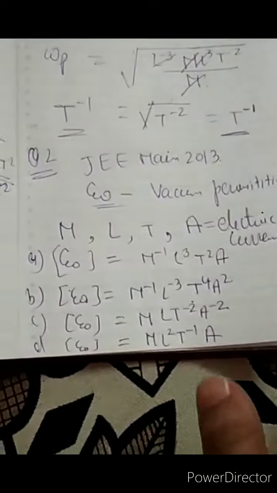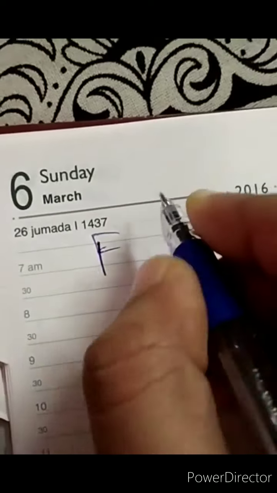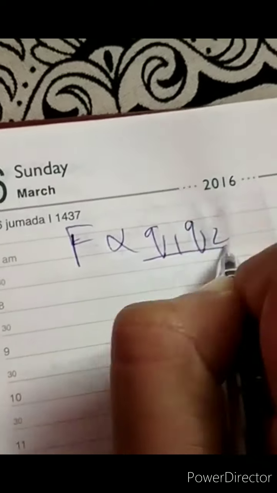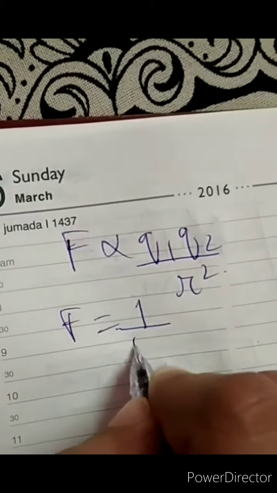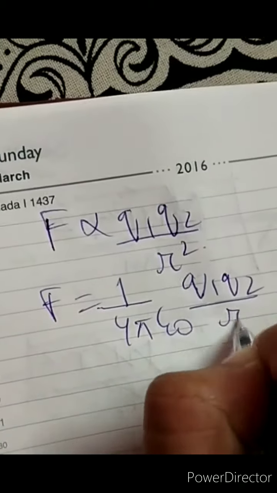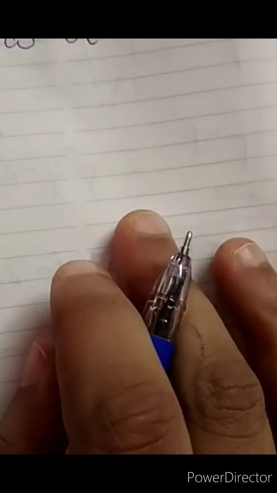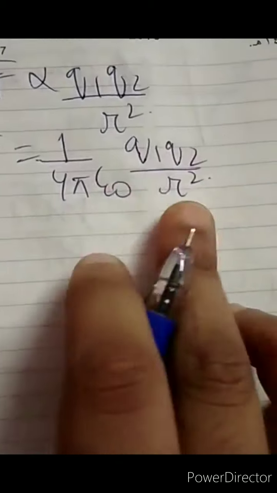It's so simple now, because we have dealt with epsilon so many times. Just do it very fast. Force is directly proportional to Q1 into Q2 upon R square. If you remove the proportionality sign, you will get force equals 1 upon 4 pi epsilon 0 Q1 Q2 upon R square. Here they have given electric current, not charge.